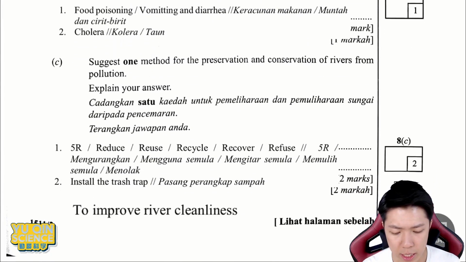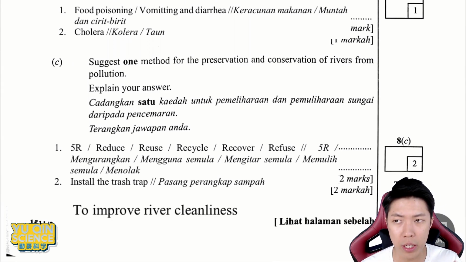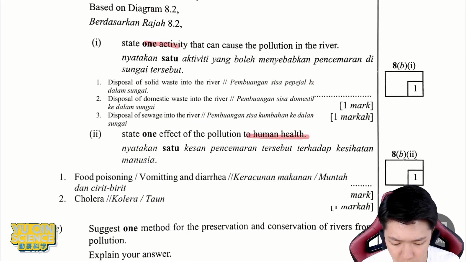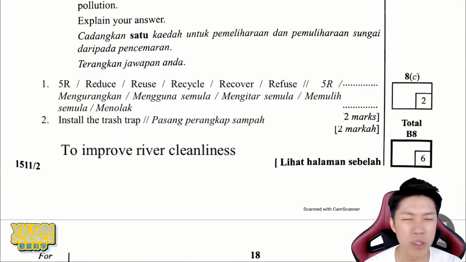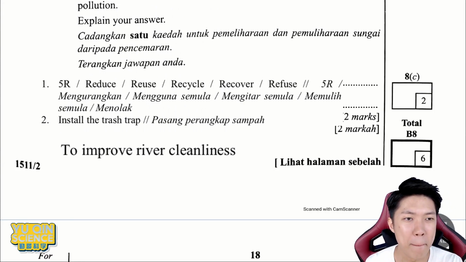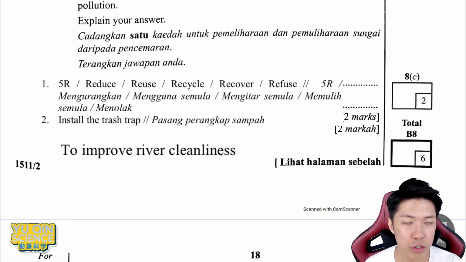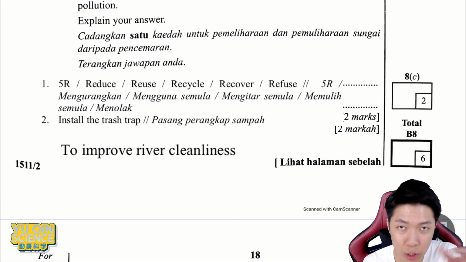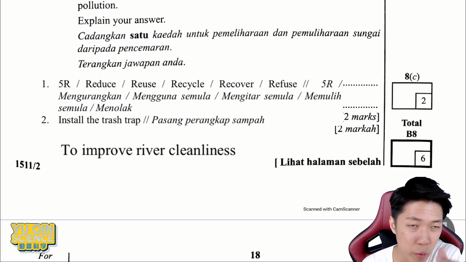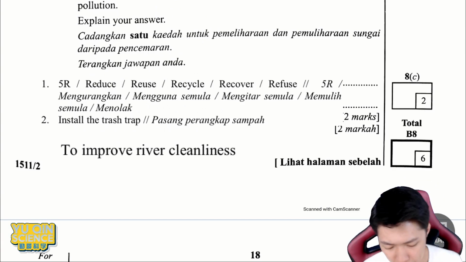C. Suggest one method for preservation and conservation of the river. Basically the opposite of the things that we do here. We don't want to do all this. So the answer that is always good will be all your 3R, 4R, 5R, 10R, 20R. Reduce, reuse, recycle, recover, refuse, and so on. Or for the river, you can choose to install a trash trap, perangkap, to keep the solid waste from flowing further, so you can trap them and throw away.